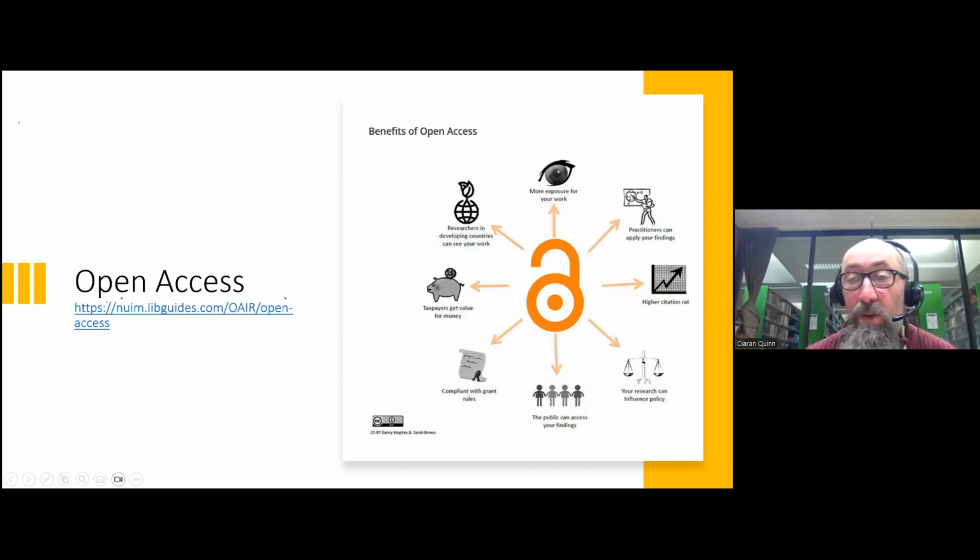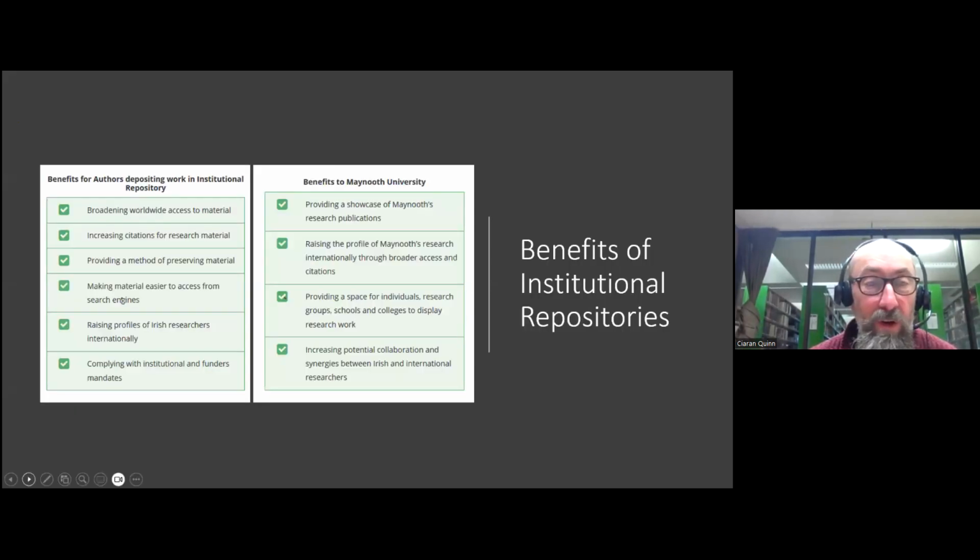Higher citation rates, so you can imagine people are reading your papers, you're going to get more citations. Hooking into policy: government bodies can get straight into your papers rather than going through paywalls, so it could influence policy. The public can access your findings, so non-academic researchers and people generally interested can get into your work. You're complying with grant rules, taxpayers get value for money, and researchers in developing countries can see your work. So it's great for that narrative of showing that a really broad spectrum of people can access your work, and just some more benefits that I've kind of covered there as well.